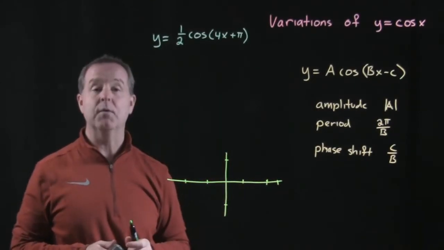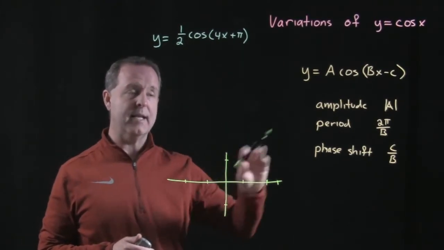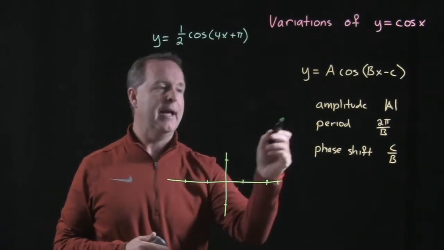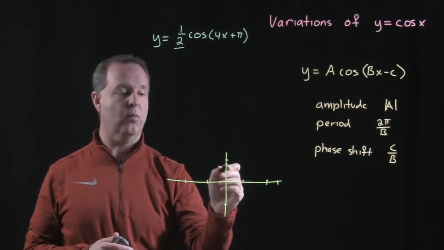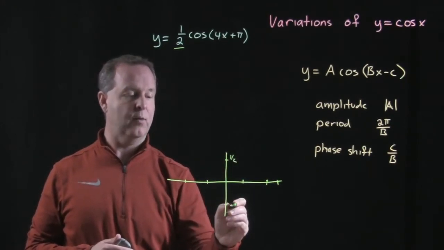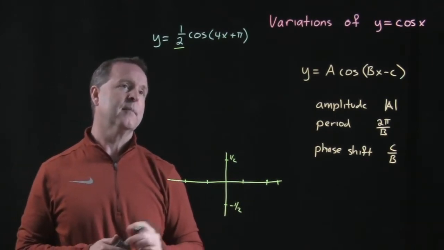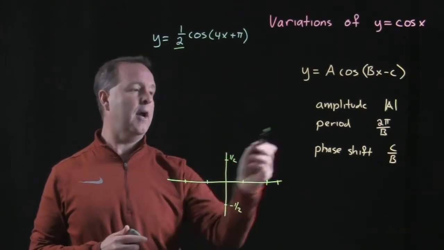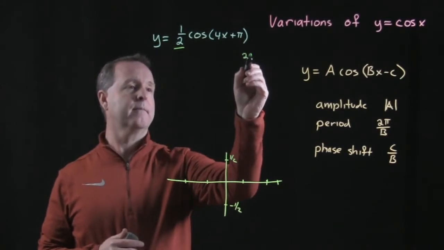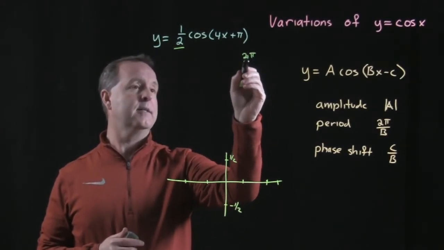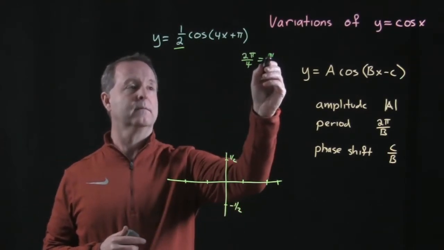So let's look at 1/2 cosine of 4x plus pi, and build the basic cosine graph and start to take care of all the shifting that goes on. Amplitude 1/2. So my highest and lowest points of that particular graph are going to be 1/2 and -1/2. Cosine of 4x, that 4 helps me determine the period of the graph. So let's take 2 pi divided by 4, and that produces pi over 4.